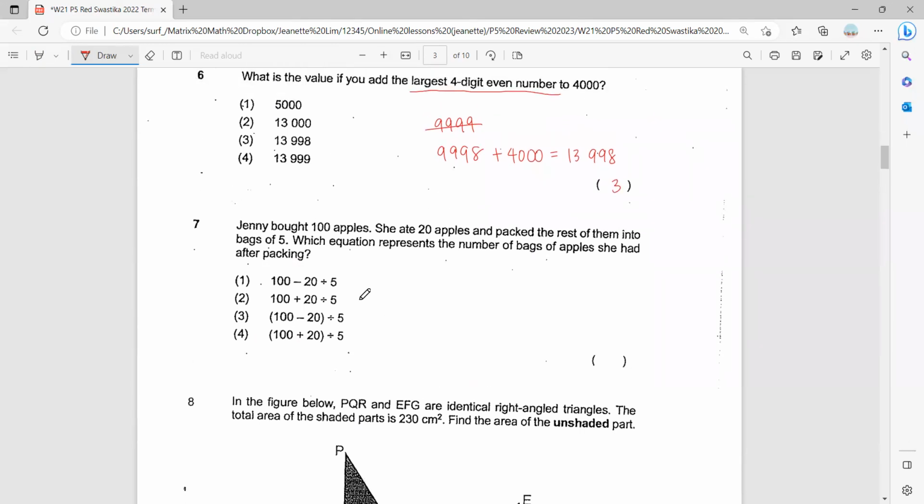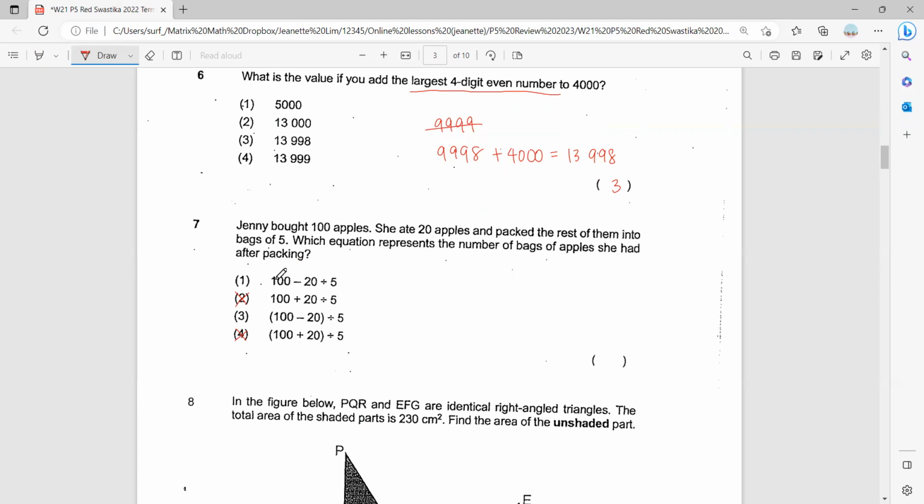Question 10, Jenny bought 100 apples. She ate 20 apples and packed the rest into bags of 5. Which equation represents the number of bags of apples she had after packing? So if she had 100, she ate 20, we have to take away 20 first, right? Not add 20. So 2 and 4 will be out. We have to minus 20. Then you pack them into bags of 5. So we have to divide by 5. So which one is it, 1 or 3?